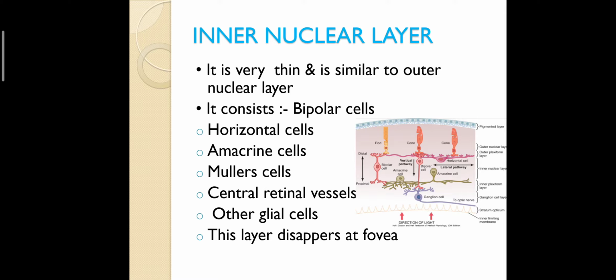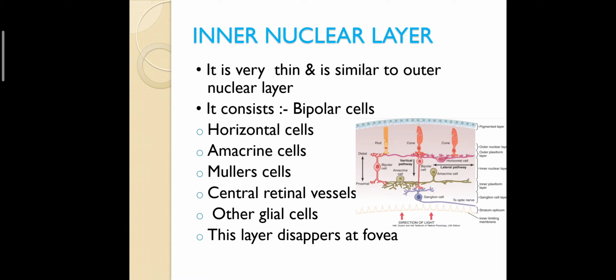They are responsible for the lateral pathway and vertical pathway. So you can see in this picture, along with these bipolar cells, which are synapsing with the rods and cones, there are multiple other cells like horizontal cells, amacrine cells and Muller cells. And just look at the picture. So these comprise the inner nuclear layer.